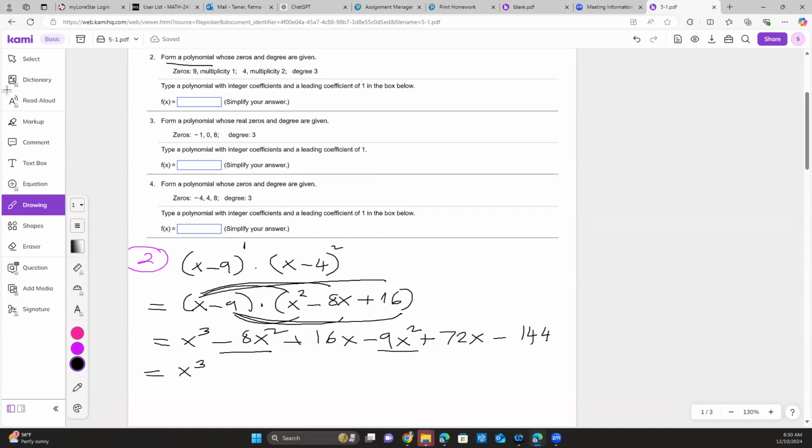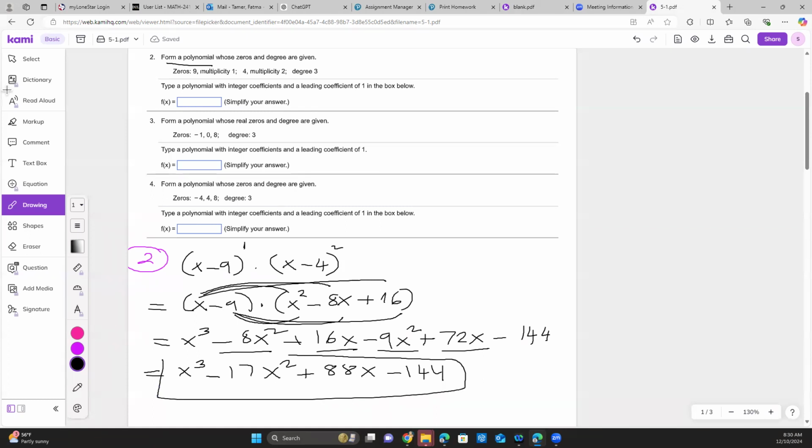Again, like terms means they have to have the same letter and same power. So negative 8 and negative 9, when I combine them, that's a total of negative 17x squared. And positive 16x and positive 72x, when I add them up, that will be a total of 88x. And the last number will be minus 144. So this is what we are going to get for question 2 on the homework.